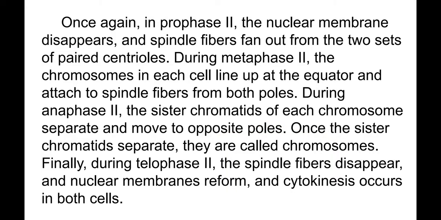In prophase 2, the nuclear membrane again disappears, and these fibers grow from the two sets of centrioles. During metaphase 2, the chromosomes in each cell line up again at the equator and attach to spindle fibers from both poles. During anaphase 2, the sister chromatids of each chromosome separate and move to opposite poles. Once the sister chromatids separate, they are called chromosomes again.